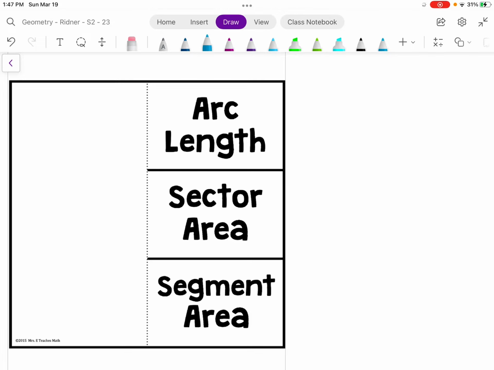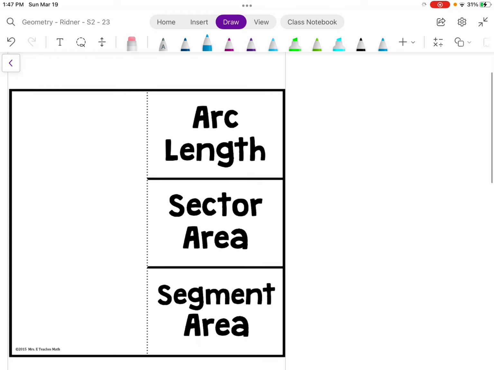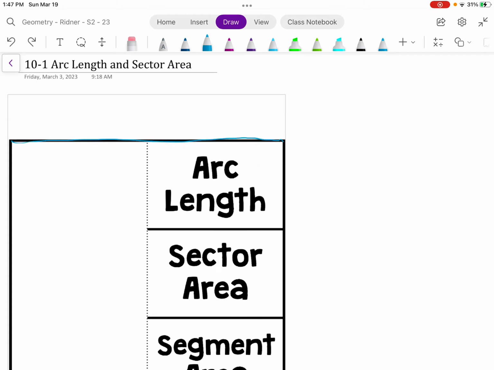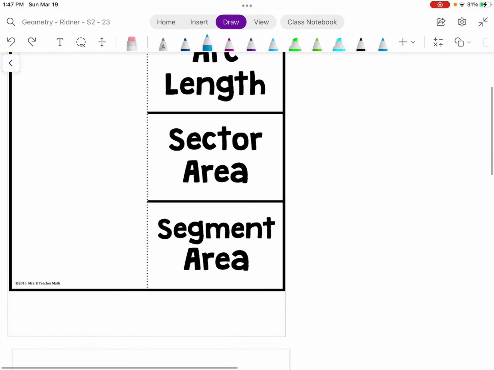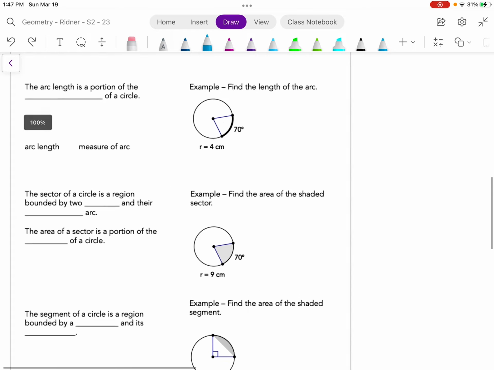All right, 10-1. Today we're talking about arc length and sector area. As far as how this foldable goes, you can leave it exactly as is, or you can cut around the bold lines here and then cut just these lines right here, and it'll make a little flappy foldable for you to glue into your notebook. But let's get started on the inside.